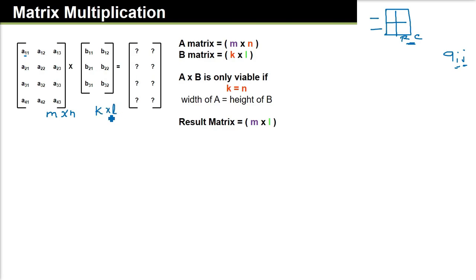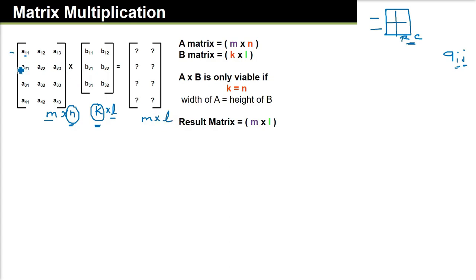What does it mean? Multiplication is possible only when N is equal to K, when the column count of the first matrix equals the row count of the second matrix. N has to be equal to K, then only matrix multiplication is possible. And the result will have M by L rows and columns, the rows of the first matrix and the columns of the second matrix.